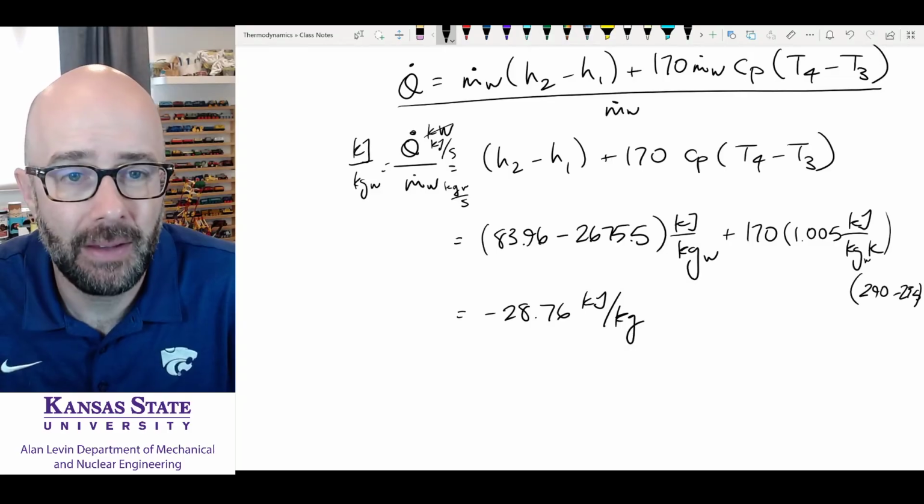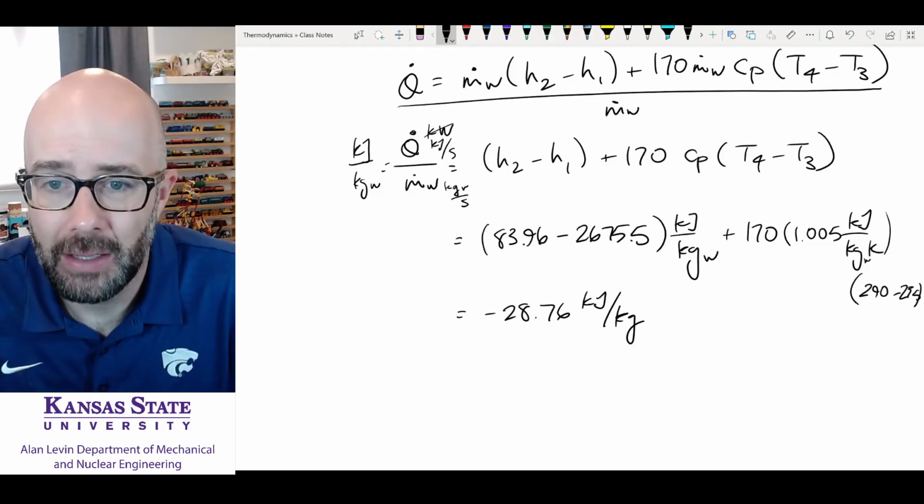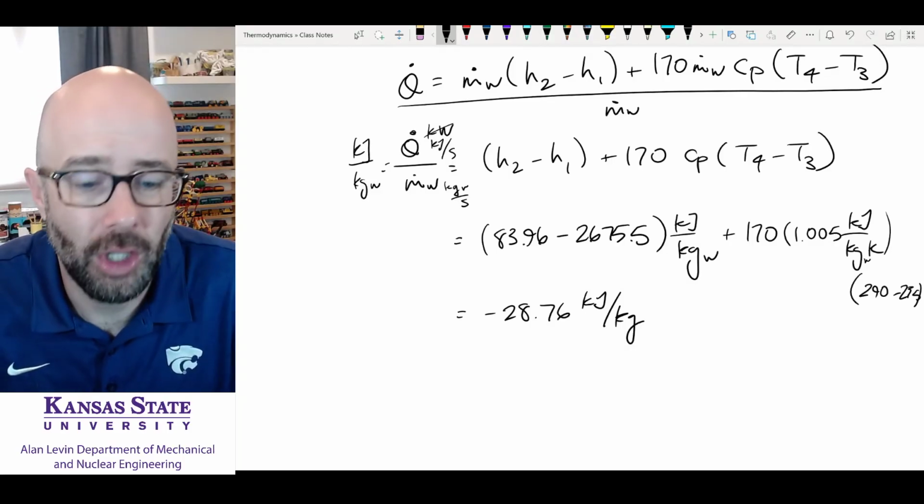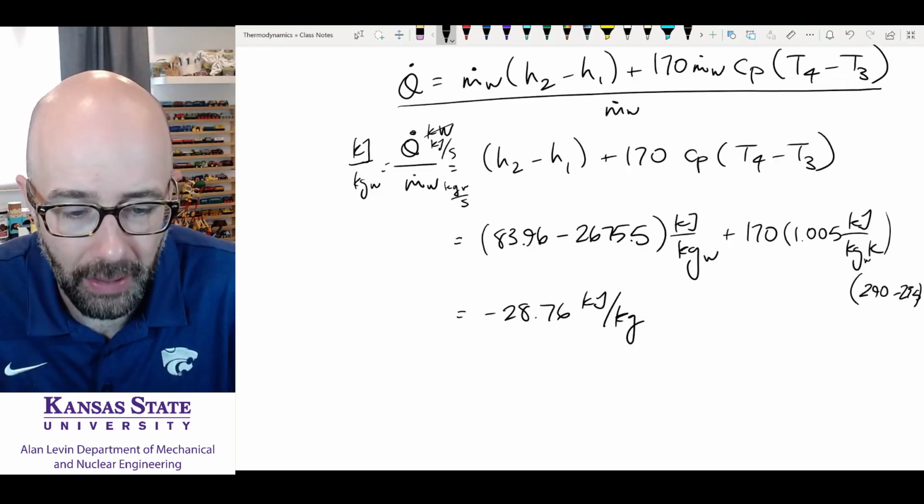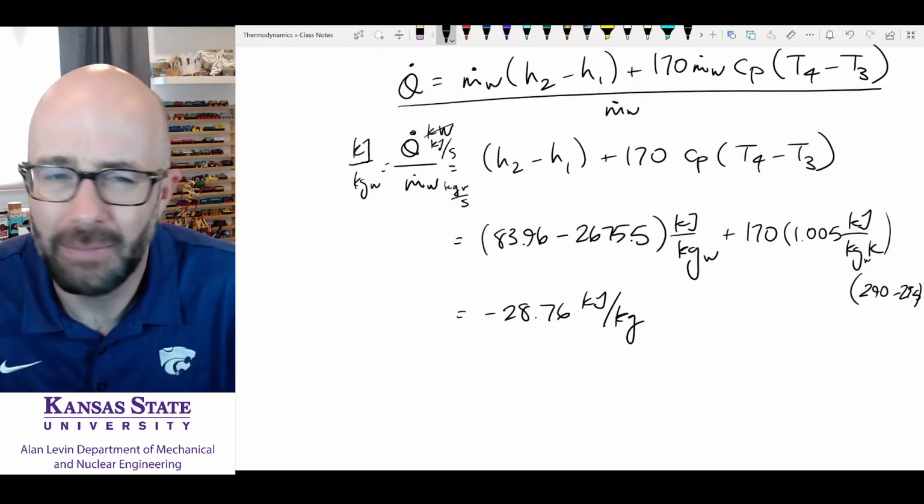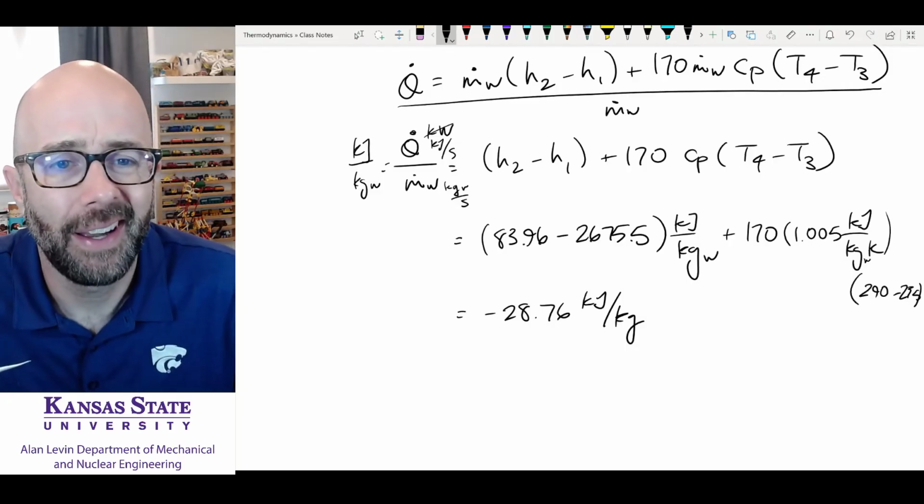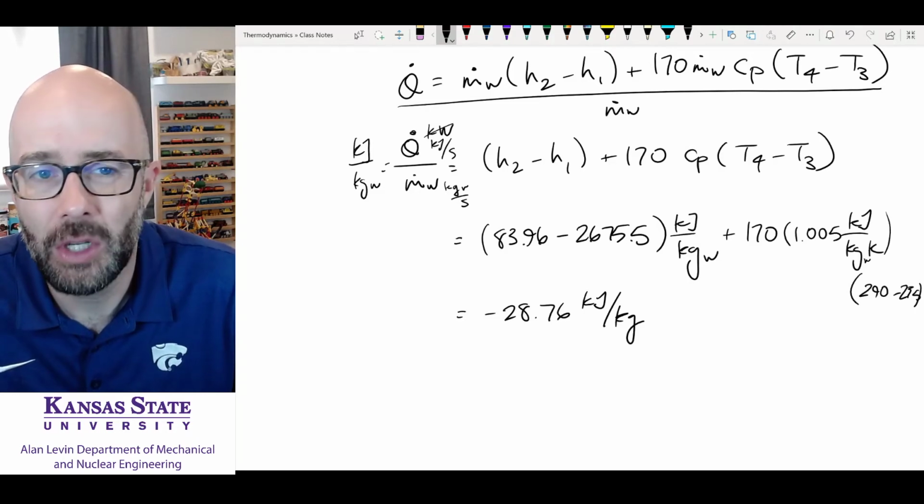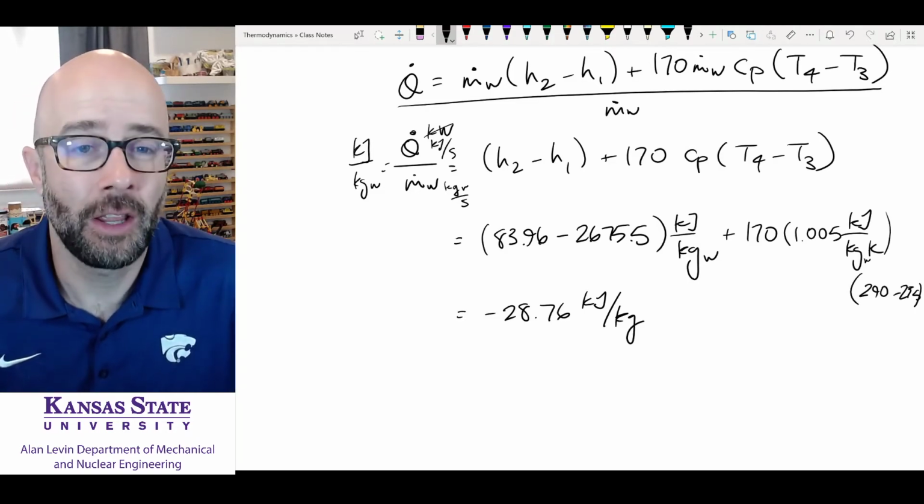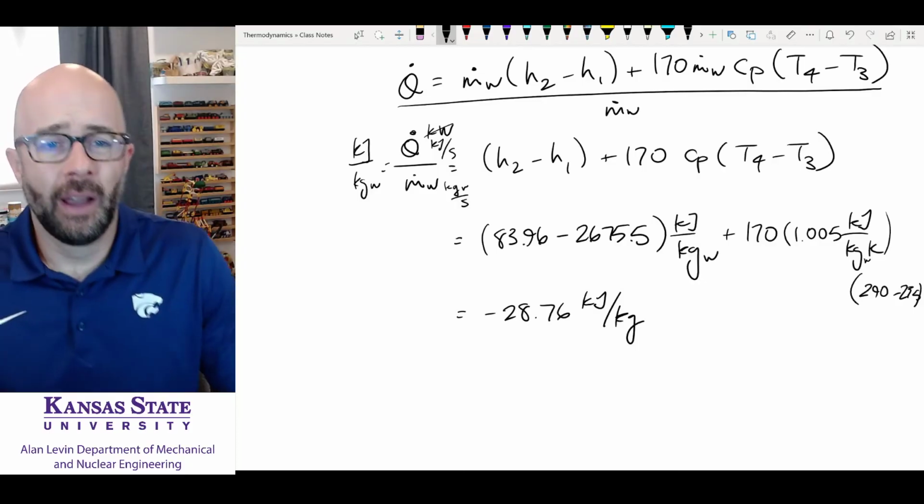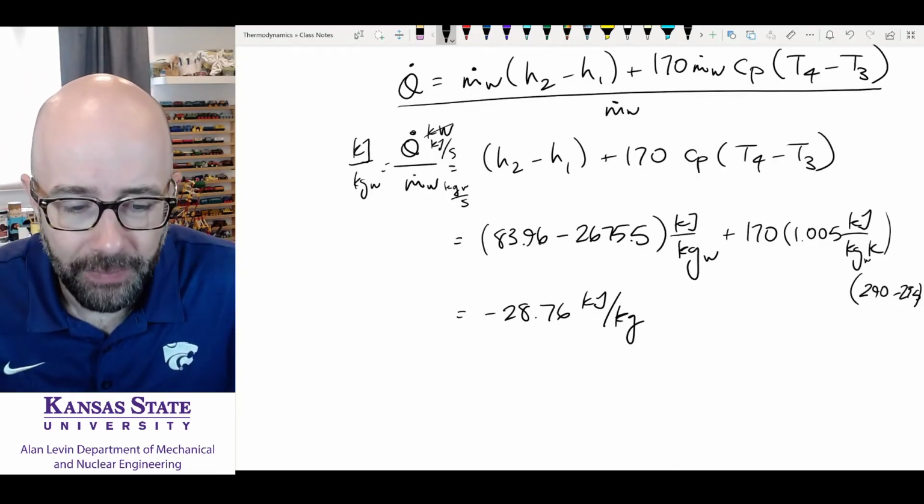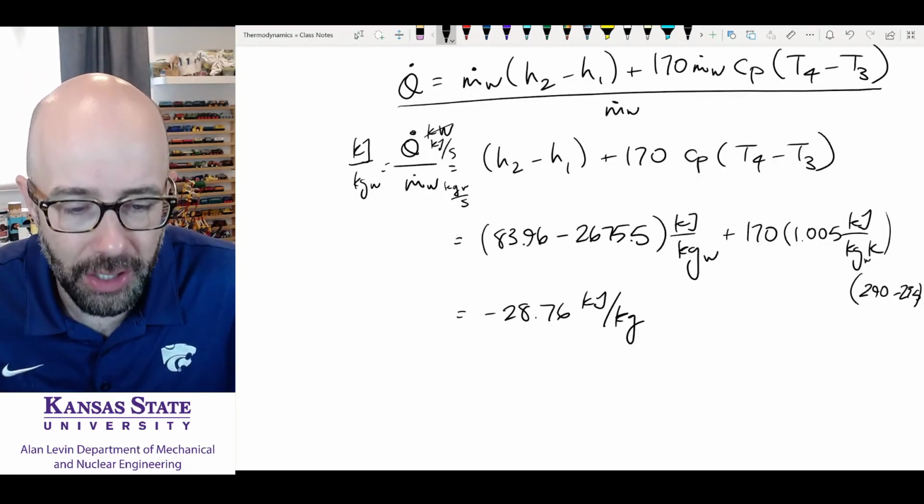Heat should be leaving this control volume, and negative 28.76 is a good reasonable number here, kilojoules per kilogram. Okay, so that's part A. Nothing changed. That's an old first law problem that we could have given you in chapter in the second exam.